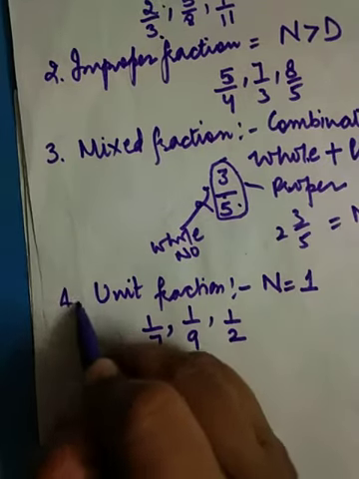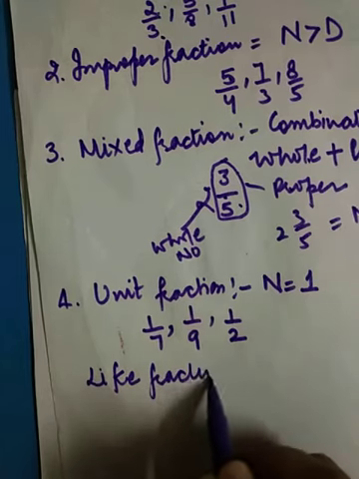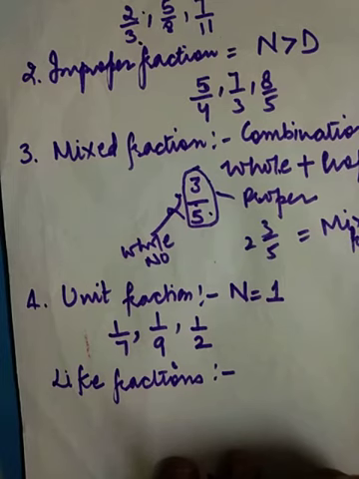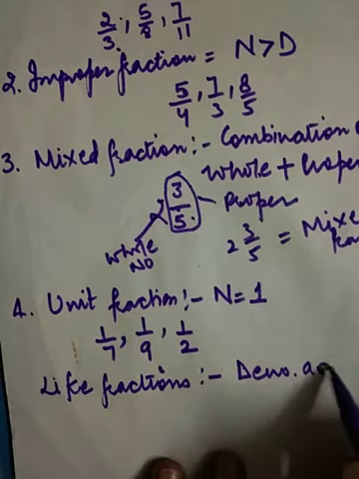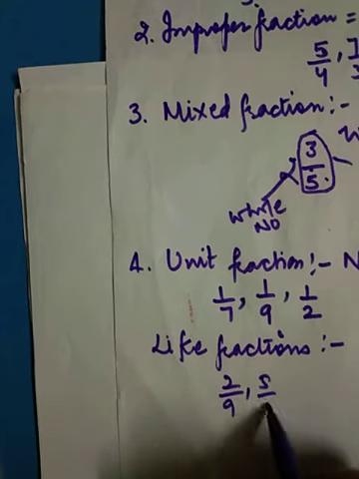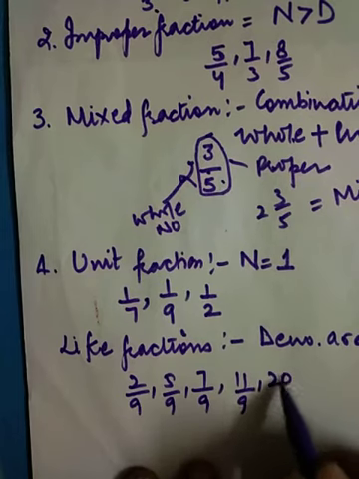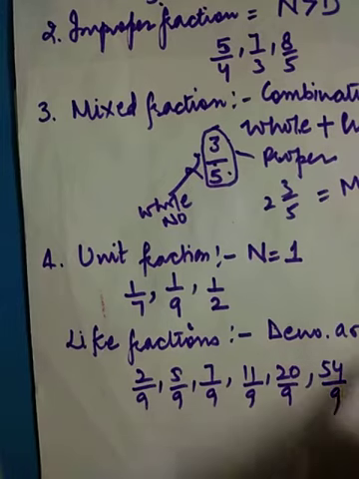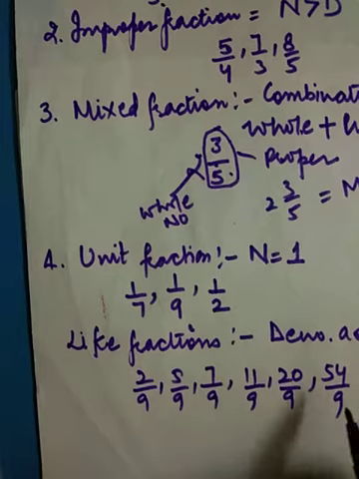Next is like fractions. What are like fractions? See students, like fractions are those whose denominators are the same. For example, 2 by 9, 5 by 9, 7 by 9, 11 by 9, 20 by 9, 54 by 9. See, these fractions are called like fractions because the denominators are the same.